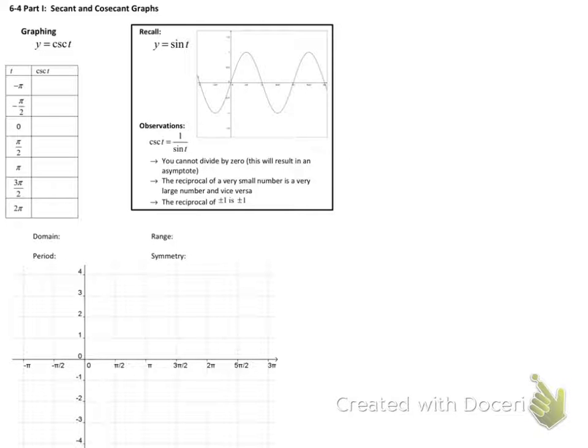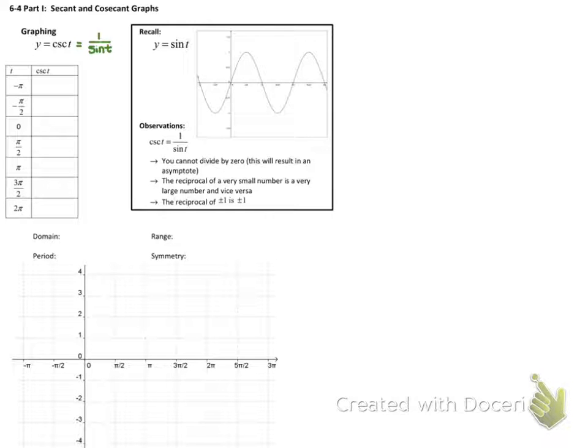In section 6.4, we're going to talk about the secant and cosecant graphs. So remember that cosecant is equal to 1 over sine of t. Just like we did for sine before, now we're going to take all of those sine values from negative pi to 2 pi, do the reciprocal, and see what we get.